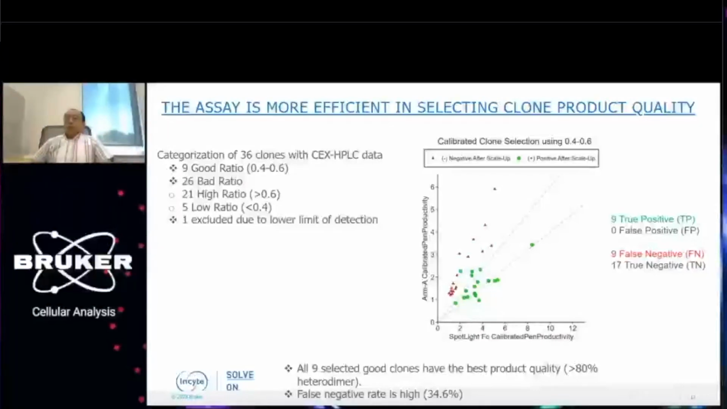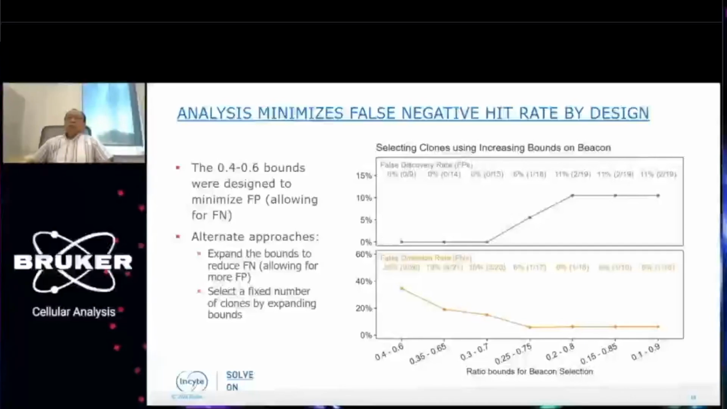Therefore, there are false negatives, and the false negative rate is high, close to 35%. To solve this problem, we did an analysis to minimize the false negative rate by design. The port 4 to port 6 bound was designed to minimize false positives, allowing for false negatives. Alternate approaches include expanding the bound to reduce false negatives, allowing for false positives.